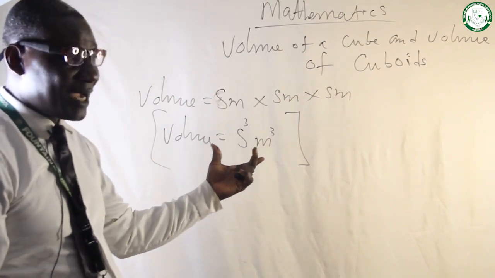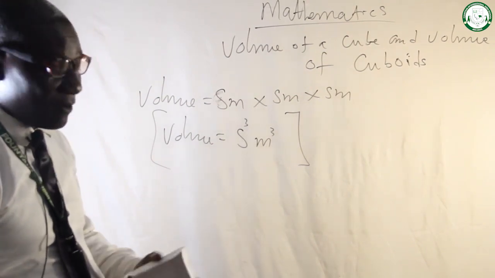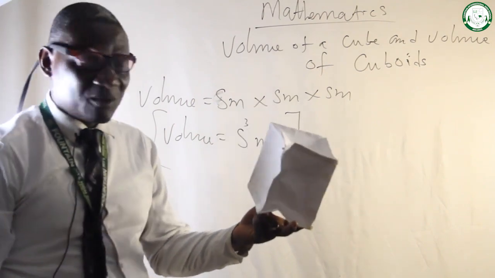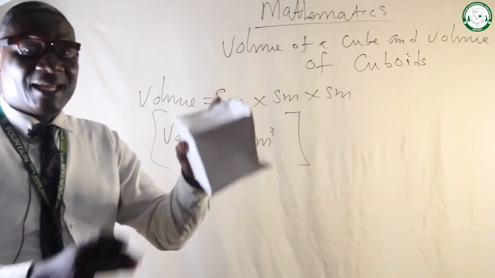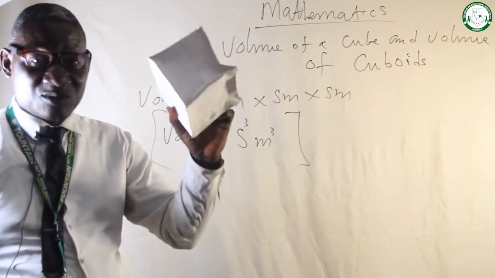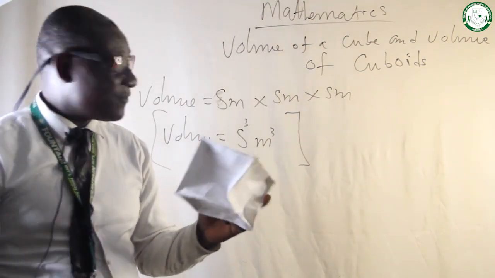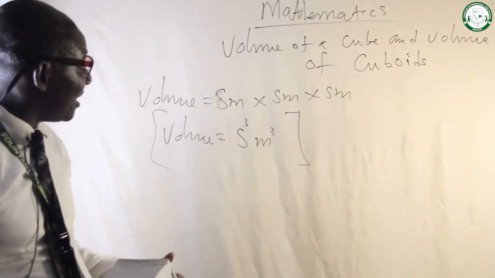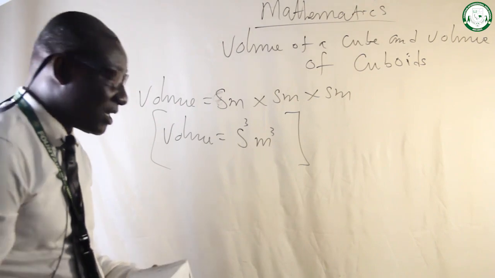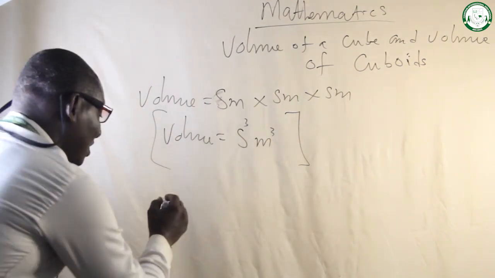For instance, we can also apply this method here. If we look at this shape, we discover that the length here, the length here, and the length here all have equal size. That is the reason why we refer to it as a cube. Now we want to apply this simple formula to solve a question. Look at this question now.